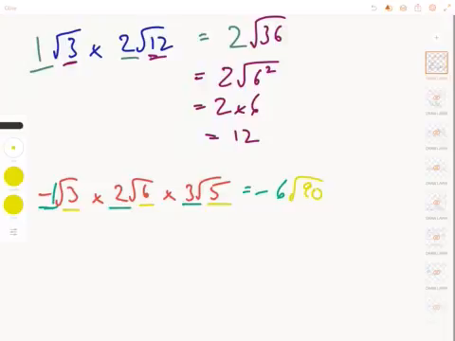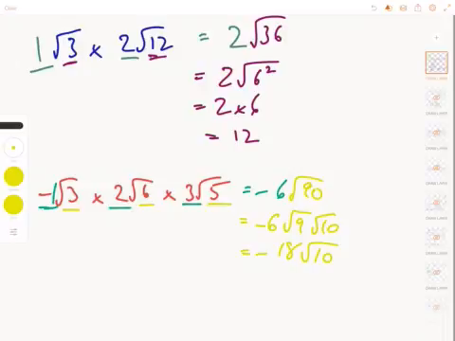Okay, and again, checking to see where you can simplify. So this is going to be minus 6 root 9 root 10, which is going to be minus 6 by 3. So it's going to be minus 18 root 10. Okay, and that's it there and done.